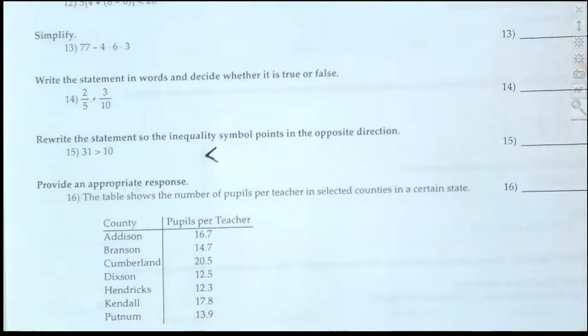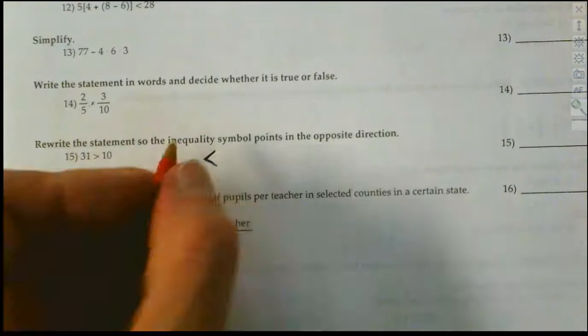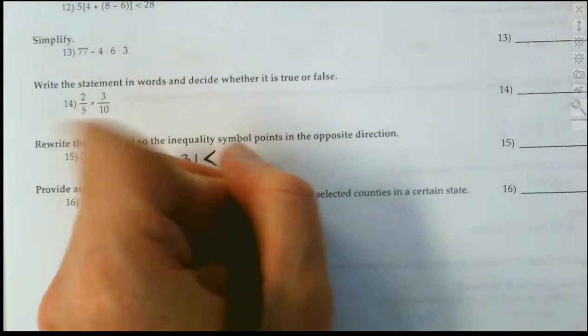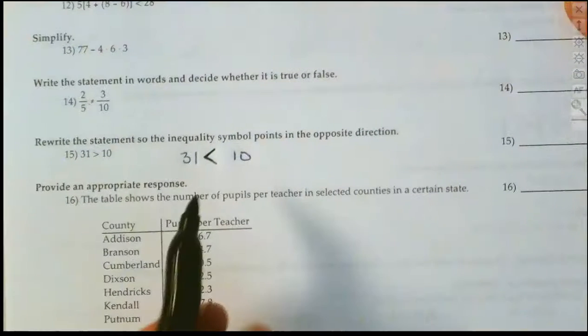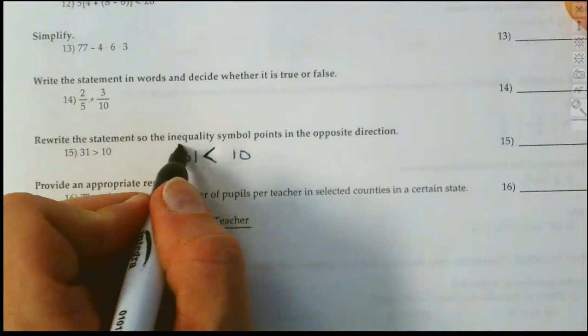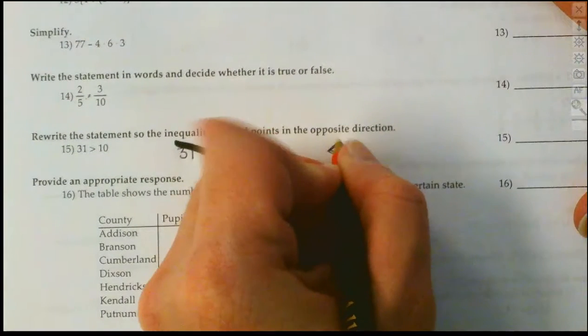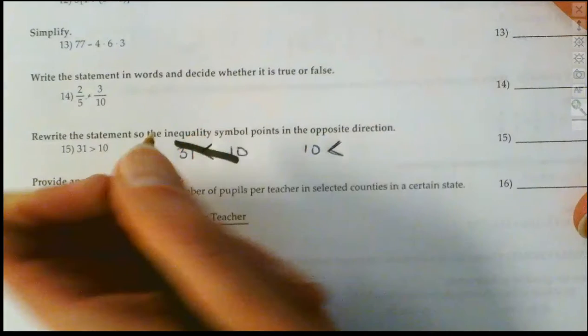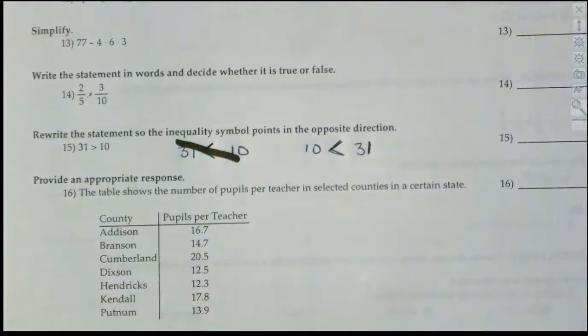So if I was to flip it around like that, and I flip my inequality symbol, I can't just write it as 31 and 10 anymore. Why not? Because if I look at it this way, that's not true anymore, is it? We want to make sure it stays true. So that wouldn't work. How would I write it correctly? Well, if I flip the inequality symbol, I need to flip the numbers as well to make it work. Now if I flip the inequality symbol and I flip the numbers, is it true now? It is, isn't it? So I rewrote it where the inequality symbol was pointing the opposite direction.